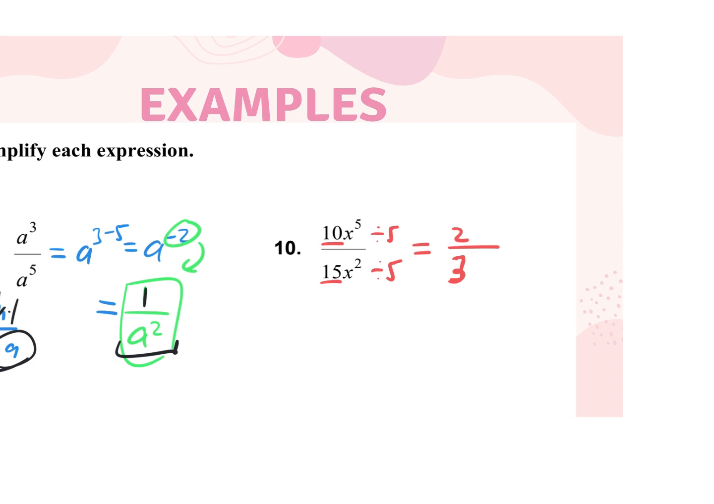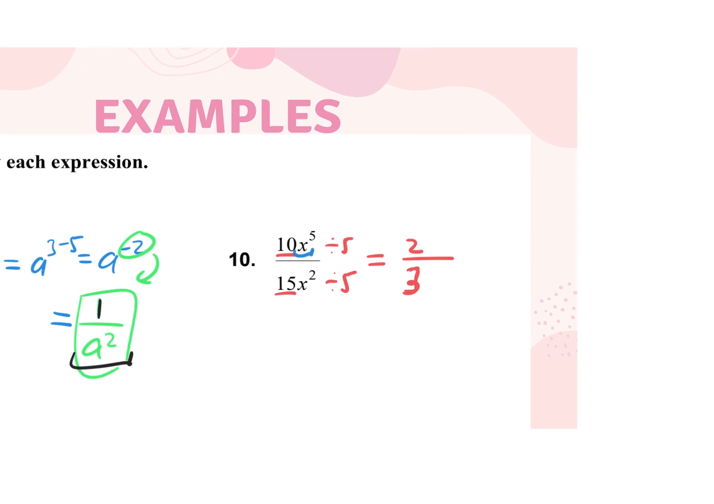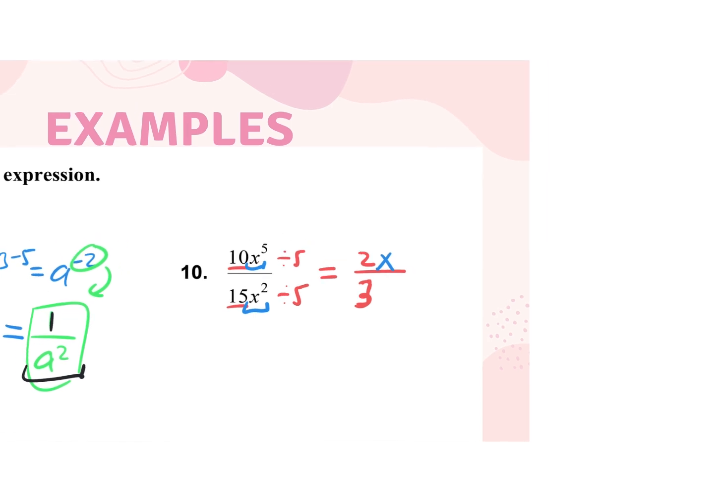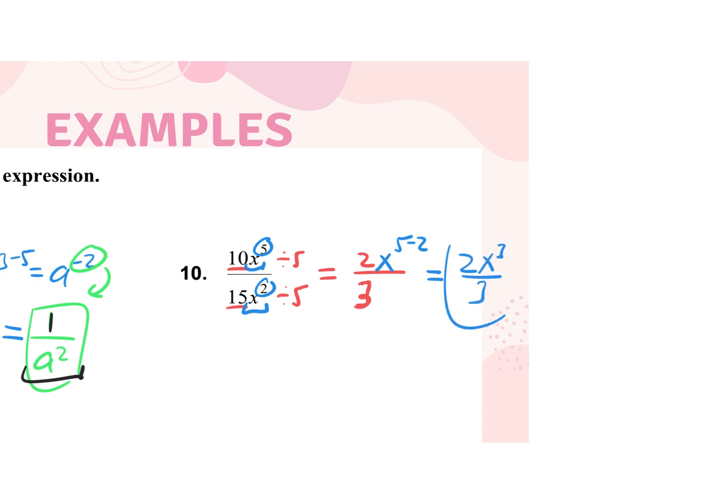And then I can still do the same thing with my exponents, right? Keep in mind my x as my base is going to go on top to begin with. And then from there, if you have a negative exponent, you can move it to the bottom, right? But I'm just going to leave it on top and then see what happens when we subtract our exponents, right? We get 5 minus 2, which is 3. So our final answer is 2x to the third over 3.